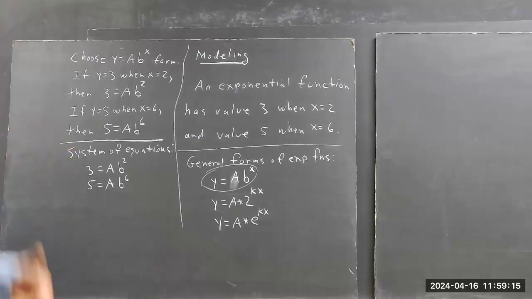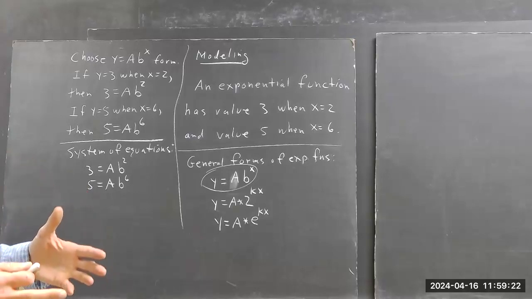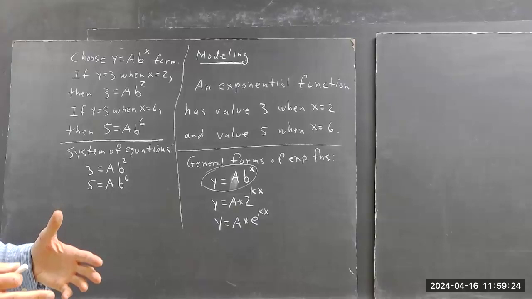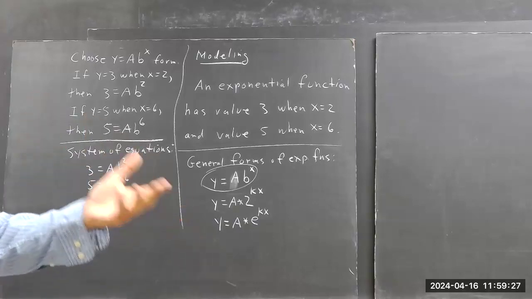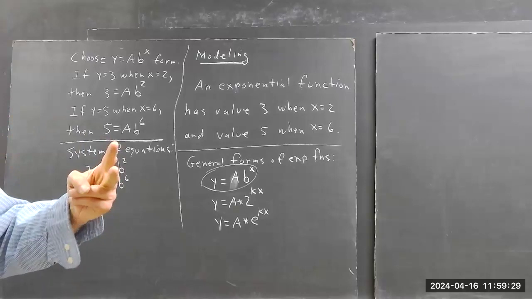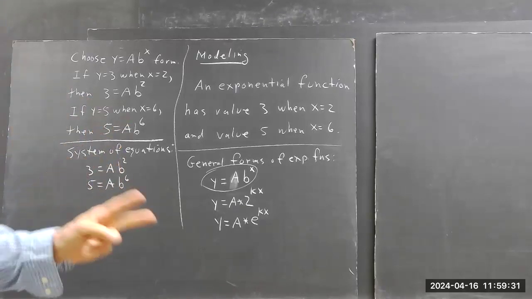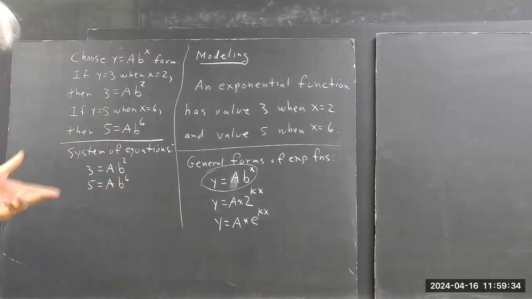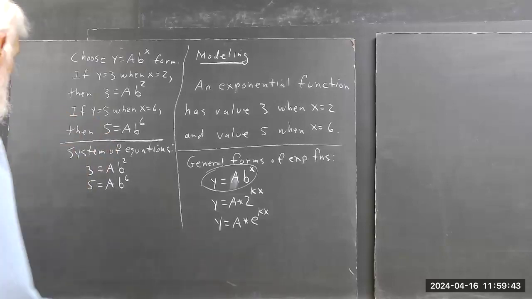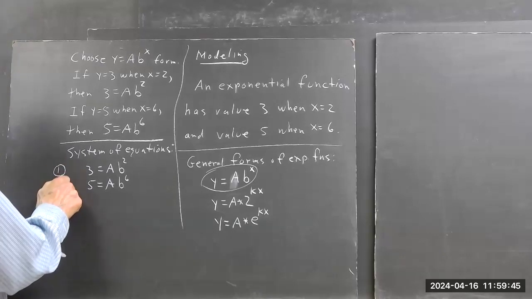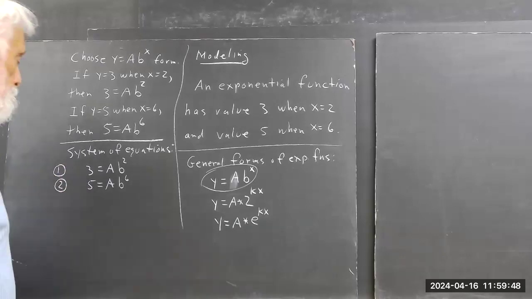There are 2 equations. Well, as we did with linear equations, if we know 2 points on a graph of a linear equation, we can plug those points into the form y equals mx plus b, get 2 simultaneous equations and solve them for m and b. Here, we're going to be able to find 2 numbers that tell us what a and b are. So here's equation 1. Here's equation 2.